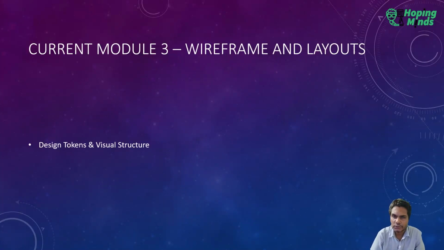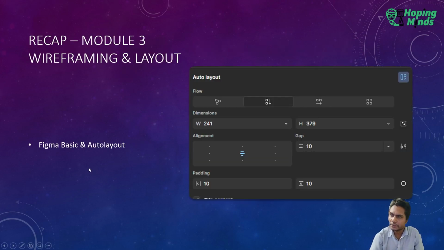Hi guys, welcome to the UX course, and we are at module 3, wireframe and layout, and we are going to learn design token and visual structure. And let's recap what we have learned so far in the last chapter. So last chapter we did Figma basic and auto layout.